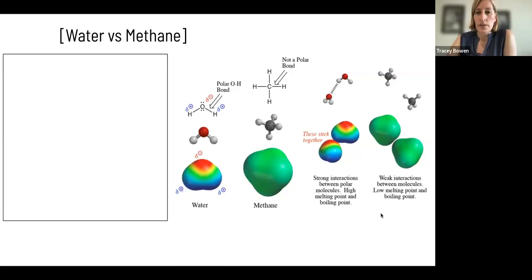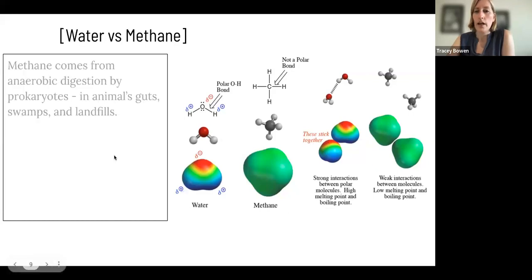Water, because of its polarity and the hydrogen bonding, is going to end up having a high melting point, and it's going to have a high boiling point as well. Whereas methane, which is also a gas that we can find in our atmosphere, does not.